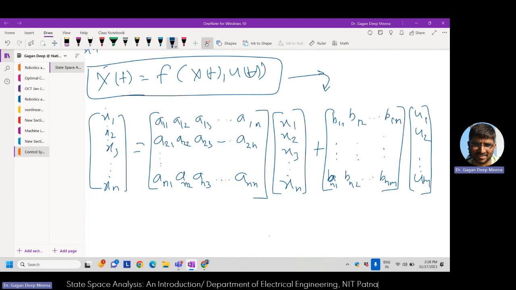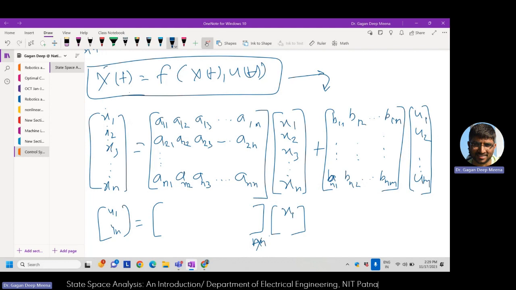So there you will have a vector of y, y1 till yn. Then you will have a P cross n matrix, which will be your transition matrix and an output matrix.